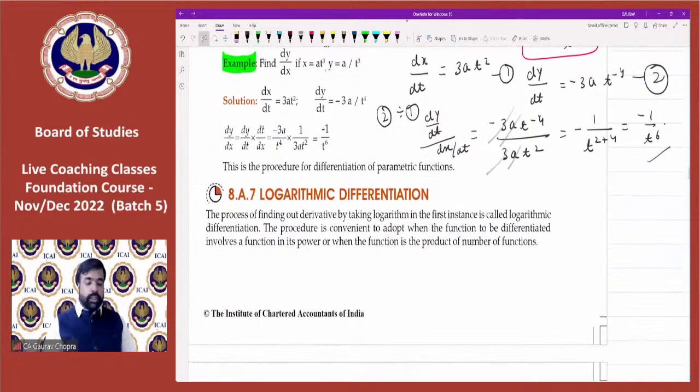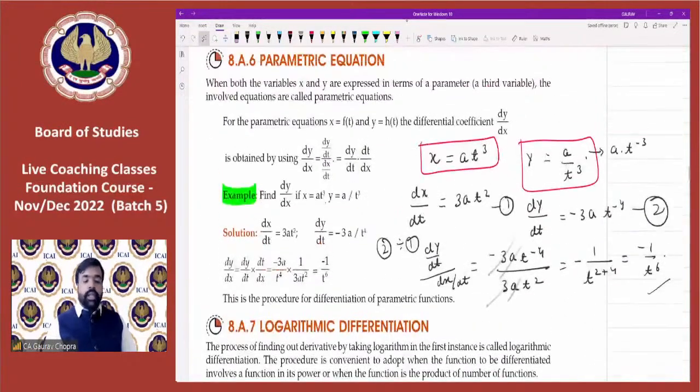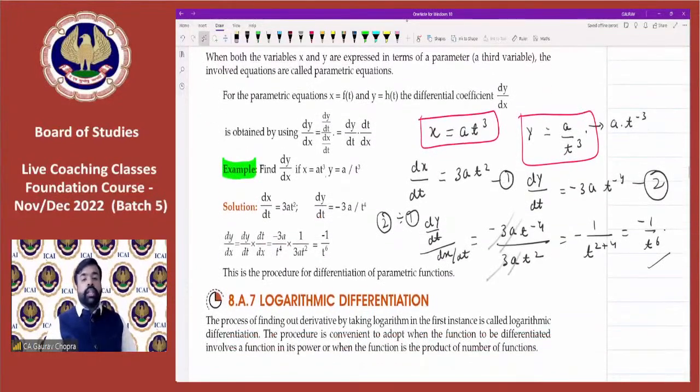So this was the parametric equation, when two variables are given and then a third one is inserted, and we have to solve the two equations.